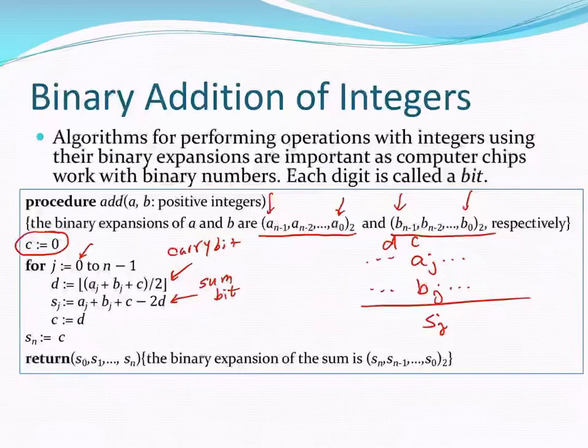All right, so once we have each of those sum bits, the very last one will be the carry bit from the last column, or the leftmost column.